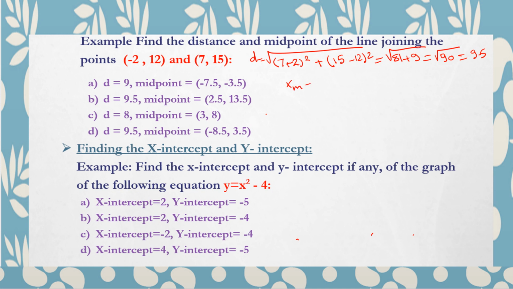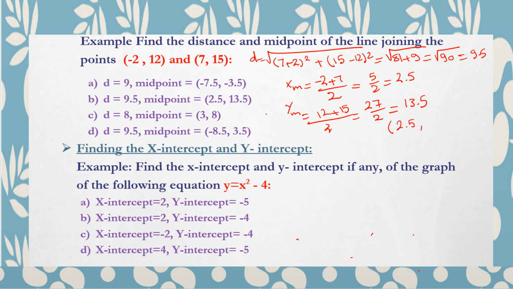The midpoint xm equals (-2 plus 7) over 2, which equals 5 over 2, and this equals 2.5. ym equals (12 plus 15) over 2, which equals 27 over 2, which equals 13.5. So the midpoint equals (2.5, 13.5). And the correct answer is B.